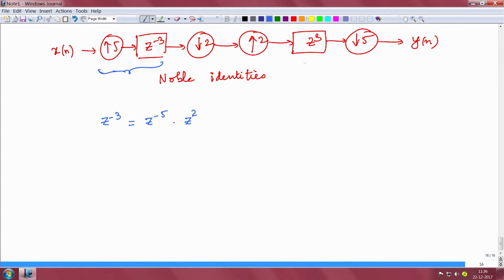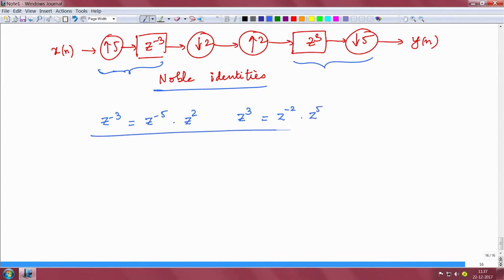And similarly, in this block we want the downsampler to come this side, so we push the filter to the right side using the Noble identities. We will use z^3 equal to z^(-2) times z^5. So using these two relations we will push the upsampler and downsampler inside and take the filters to the other side.